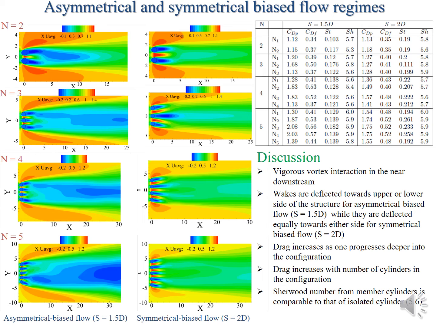For the mass transfer coefficient, or the Strouhal number, we find it is comparable to the single cylinder. We have 5.8 in most cases, 5.8, 5.9, and for the single cylinder it is about 5.6. So we can say that the mass transfer coefficient is comparable.